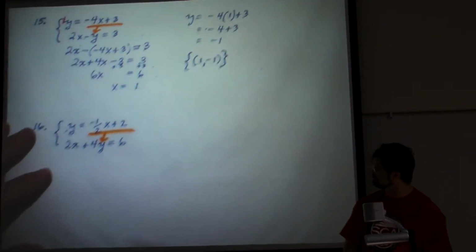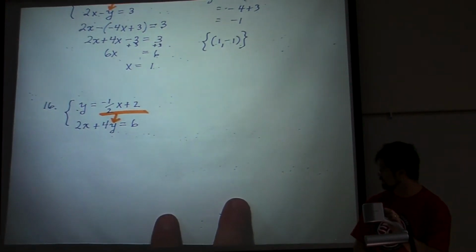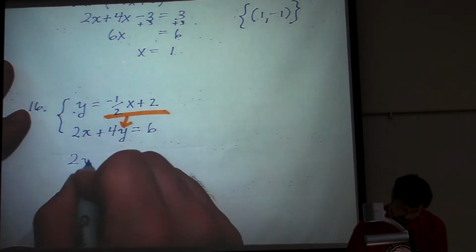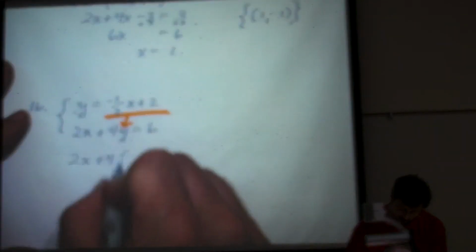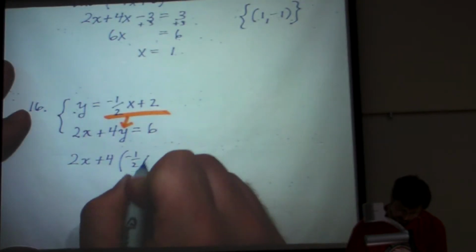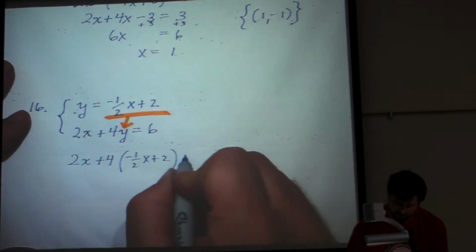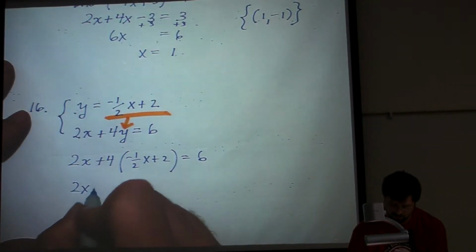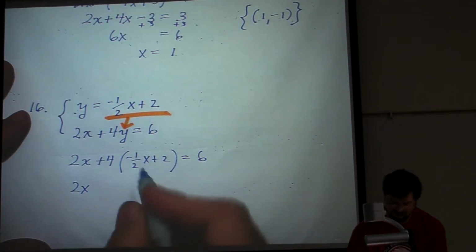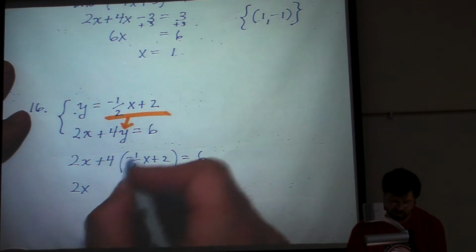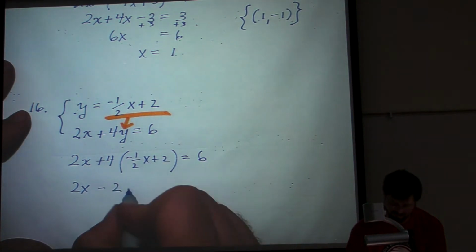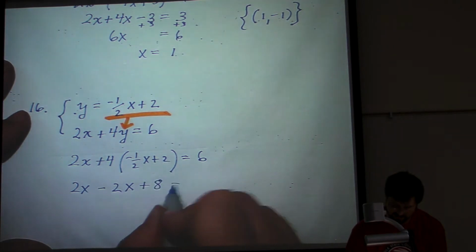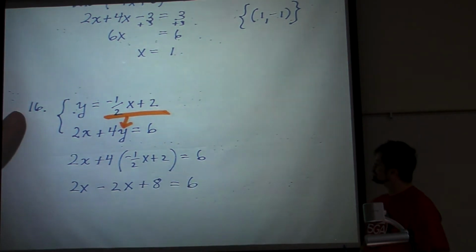When I do that, let me zoom in a little bit here. The second equation becomes 4 times the quantity negative 1/2 x plus 2, close parentheses, equals 6. Now I'm going to distribute that 4. So 4 times negative 1/2, half of 4 is 2, so negative 2x. And 4 times 2 is 8, and that equals 6.